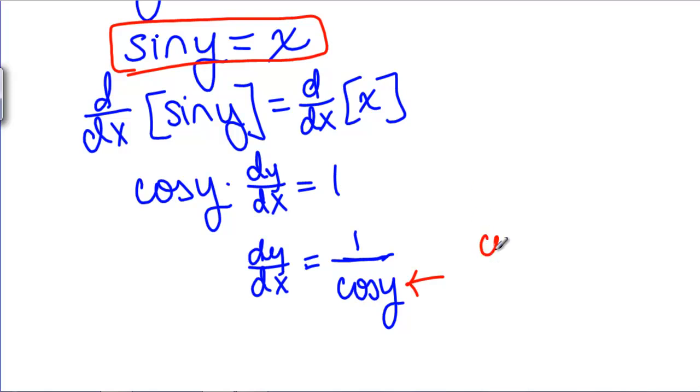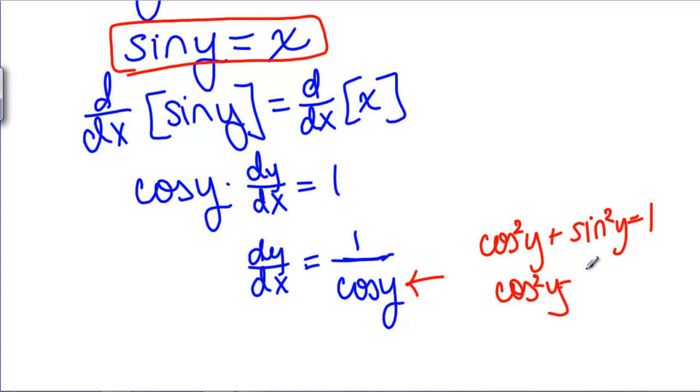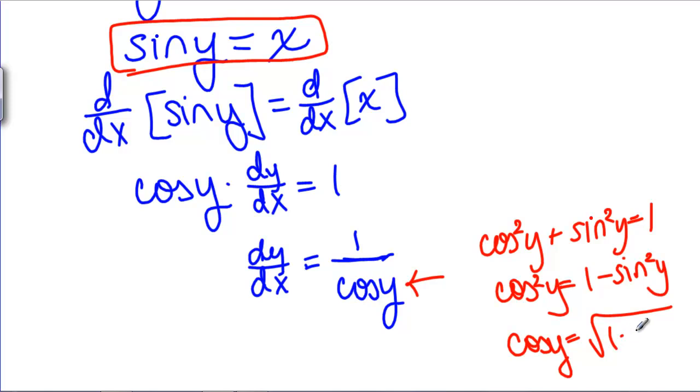So we're going to use the fact that cosine squared of y plus sine squared of y is equal to 1. We're going to solve for cosine of y. So cosine squared of y equals 1 minus sine squared of y. And so cosine of y is equal to the square root of 1 minus sine squared of y. And now we can substitute in for cosine of y the square root of 1 minus sine squared of y.